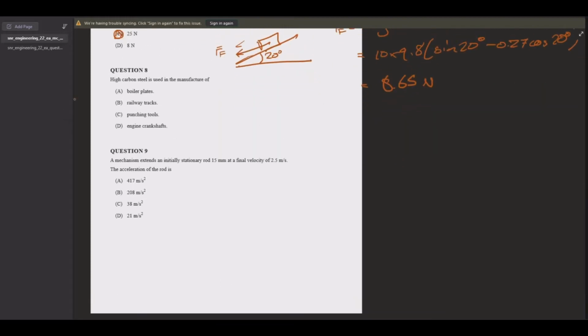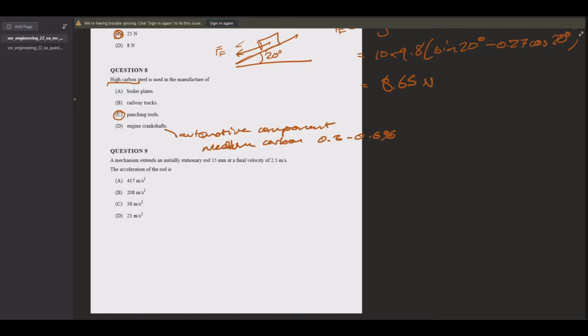And so this is just knowing your steels. So high carbon steel, that is going to be used for punching tools. So we know engine crankshafts, that is an automotive component. And if you remember, our automotive components are going to be made of medium carbon steel, and that's 0.3 to 0.6% carbon.